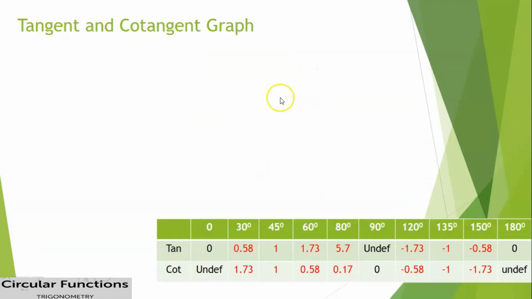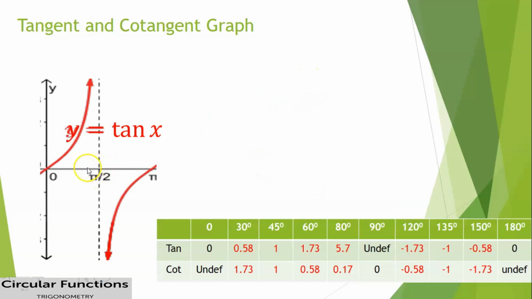So for the tangent and cotangent graphs, the red one here is the graph for tangent. Tangent 0 is 0. Tangent 90 is undefined. So you observe here, from 0 to 90, the values for tangent are increasing. Then from 90 to 180, the graph for tangent is increasing until 0, from negative infinity until 0.